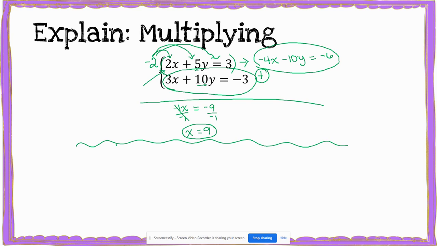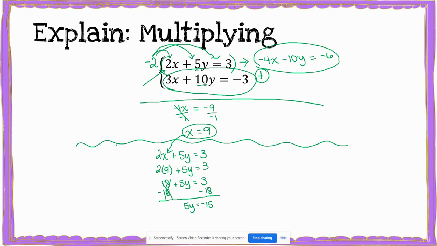So if I go back to my first equation, that was originally 2x plus 5y equals 3. I can plug in 9 for x. So this is 2 times 9 plus 5y equals 3. Well, 2 times 9 is 18. So I have 18 plus 5y equals 3. Now to get y by itself, I need to get rid of my 18 first. That's a positive 18, so I'm going to do minus 18 on both sides of this equation. My 18s will cancel to leave me with 5y equals, and then 3 minus 18 is negative 15.